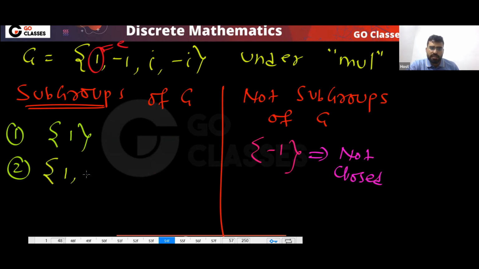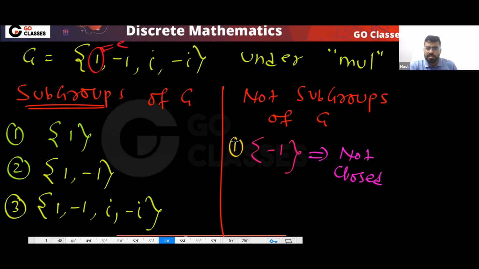You can also notice that this is a subgroup. You can also notice this G itself is a subgroup. So this is also a subgroup. So you can notice this is not a subgroup. You can notice iota comma minus iota. This is also not a subgroup. This is not closed.